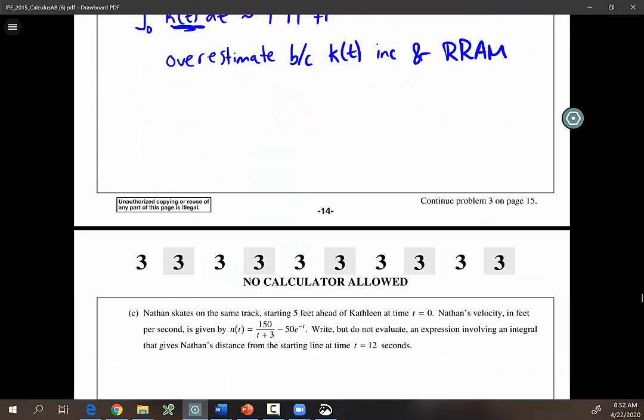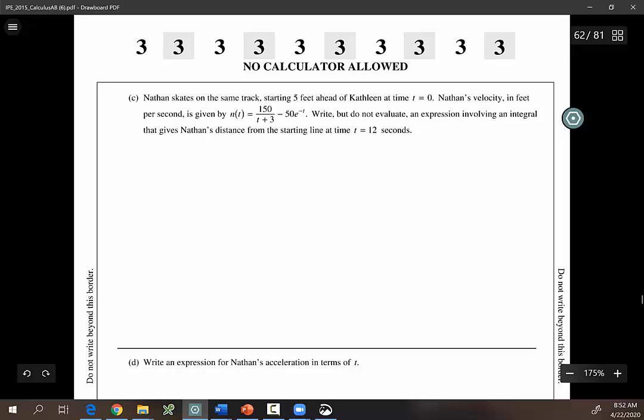Okay, C, Nathan skates on the same track, starting 5 feet ahead of Kathleen. Nathan's velocity is given by this formula n of t, and write, but don't evaluate, an expression that gives Nathan's distance from the starting line at time 12. So, Brisa, Elvia, or Monse, can you guys answer that one? So in order to find the distance, you'd have to do the expression 5 plus integral 0 to 12 of n of t, and we wrote out the actual question. So you just wrote it out, okay.